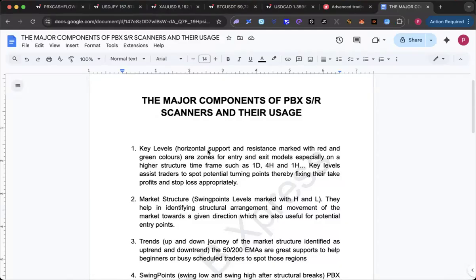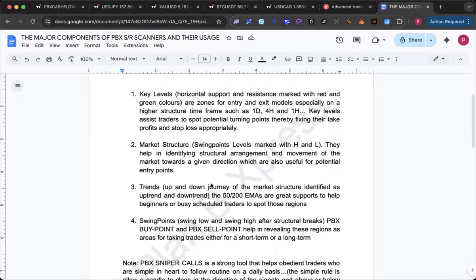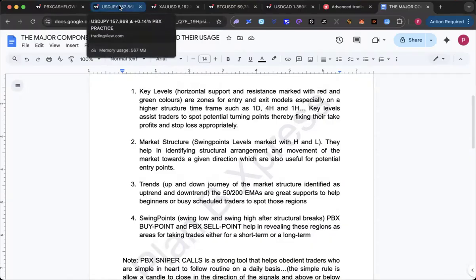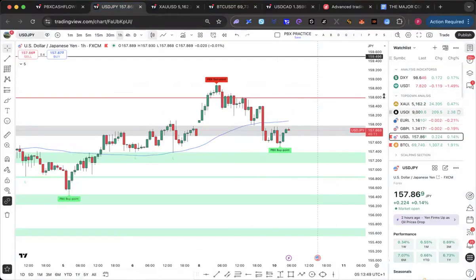Ladies and gentlemen, there are a few components of the scanner that probably many of you have not been exposed to. So pay attention. Now, to be profitable, you don't need to know everything and you don't need to be struggling on everything. You just need to know basic things and obey them as simply as possible. They are very, very important.